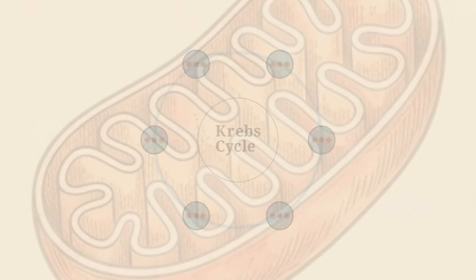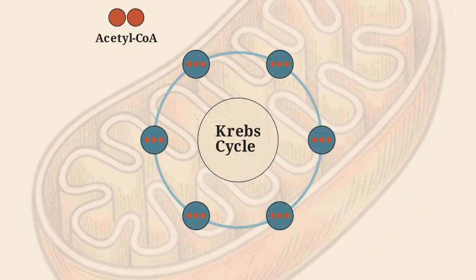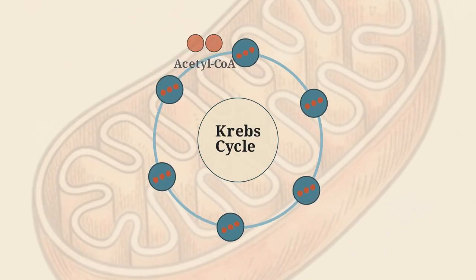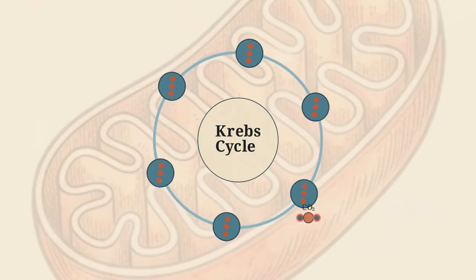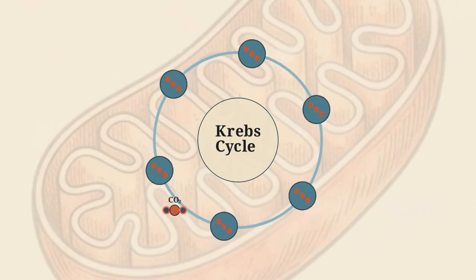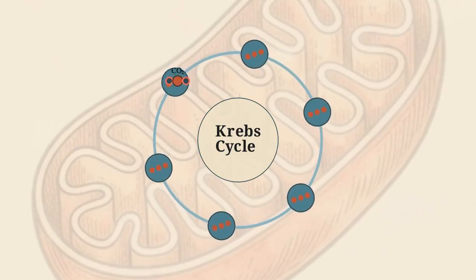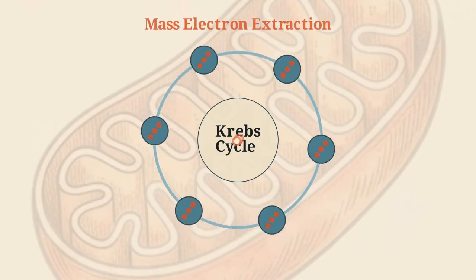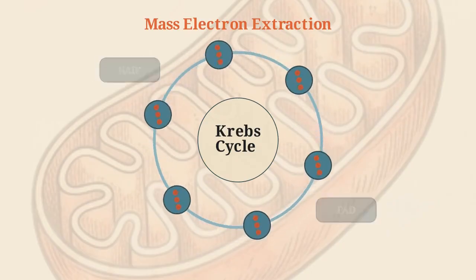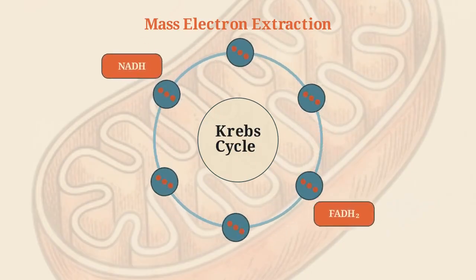Those 2-carbon acetyl-CoA molecules feed directly into a rotating pathway of chemical nodes known as the Krebs cycle. As the cycle turns, its primary function is to fully oxidize the remaining carbon from the original glucose molecule, ejecting it as carbon dioxide waste. The true value of the cycle is mass electron extraction.